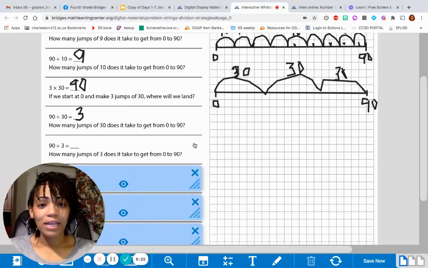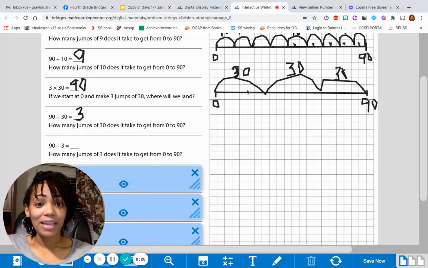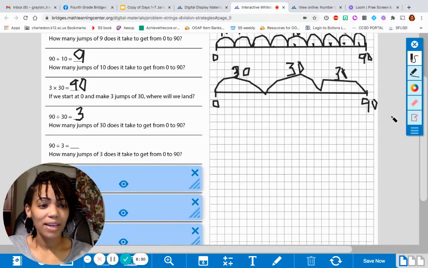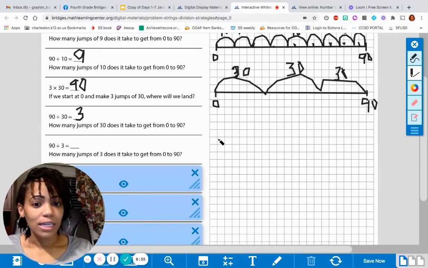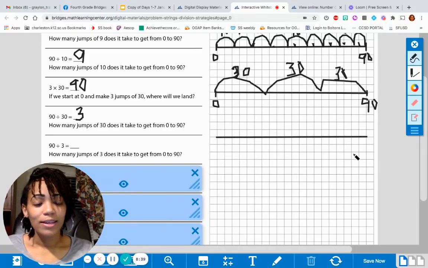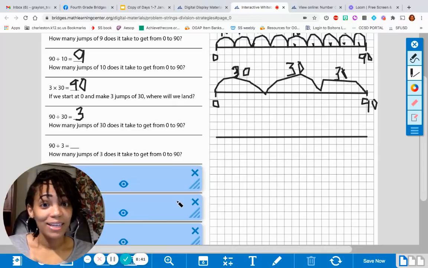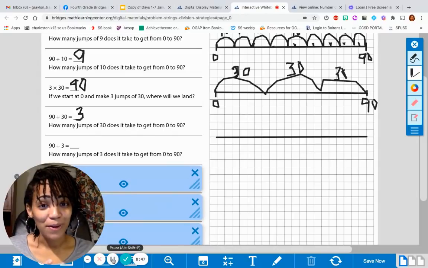90 divided by 3. Whoa, that's a big difference, right? So instead of having jumps of 30, we're now going to have jumps of 3. And it's going to be a lot of jumps. So Miss Trammell is going to make her very best effort to show jumps of 3 all the way to 90. I'm going to pause my video to do so, and I want you to try to do it while I'm doing it, okay? All right, go for it. Good luck.